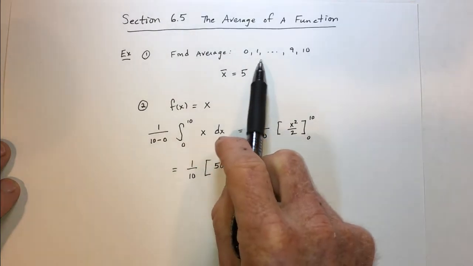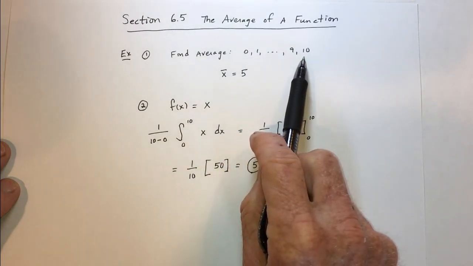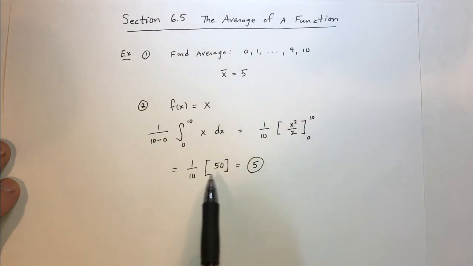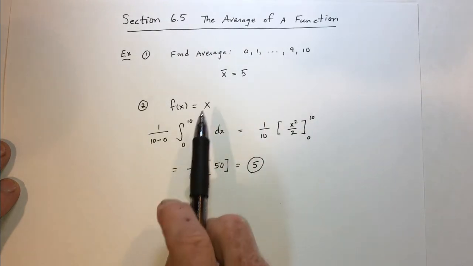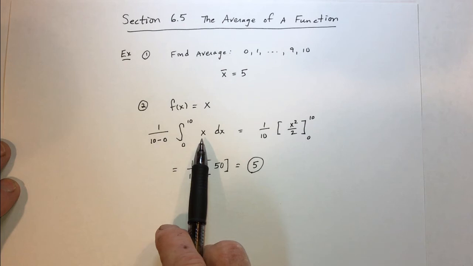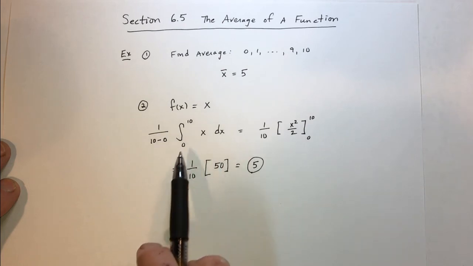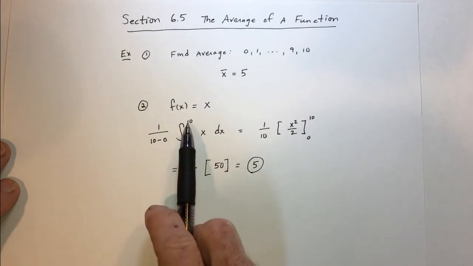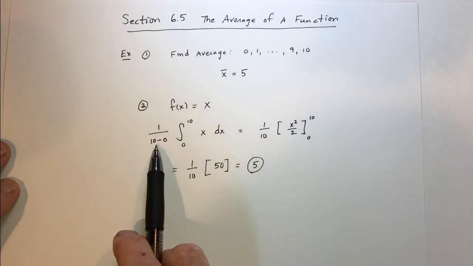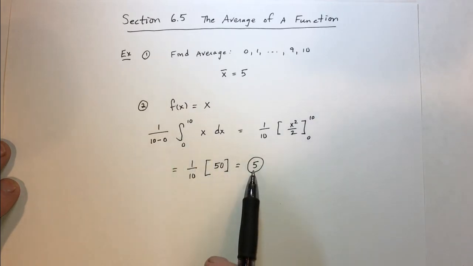This is the pre-algebra way to do it. Add up the numbers and divide by 11, you get the average is 5. And here's the calculus way to do it. So for the average of a function, you go ahead and integrate that function over some interval, like from 0 to 10. Divide by the length of the interval, and you'll get the average.